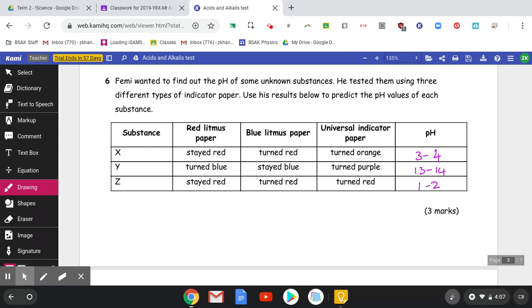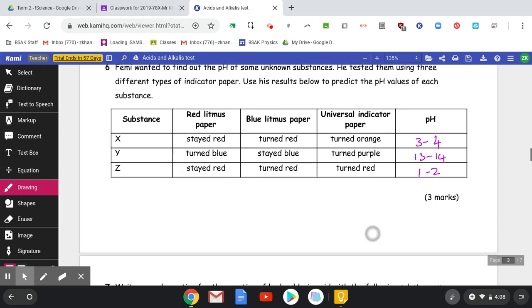Now, red litmus and blue litmus both turn blue, so we know it's an alkali. Because the universal indicator is indicating a color of purple, that's on the right at the far end of the color spectrum for the universal indicator, and that is a strong alkali, and we could have given any number between 13 and 14. Again, litmus paper stayed red, turned red, indicating it's an acid. Universal indicator is showing it's red, and red on universal indicator is a very strong acid, so that's a pH of 1 or 2.